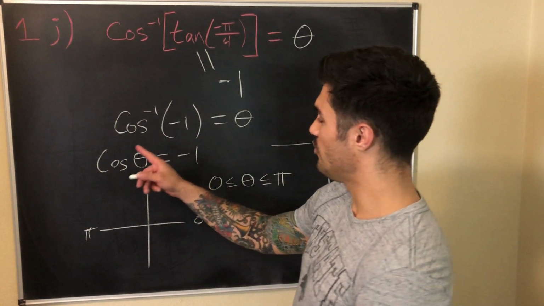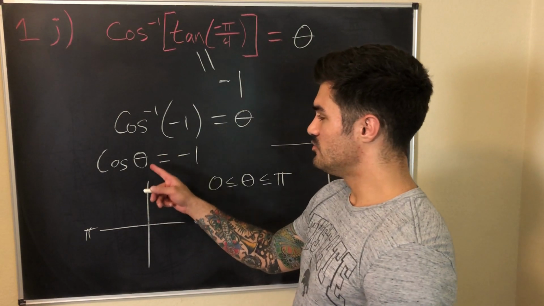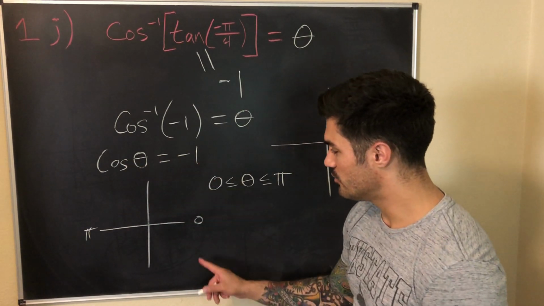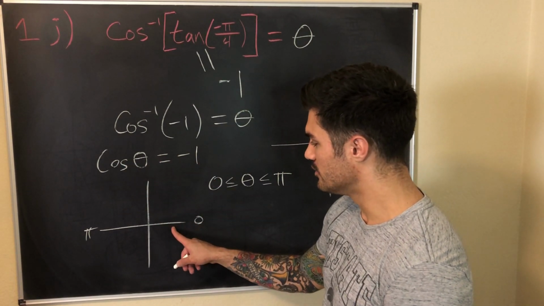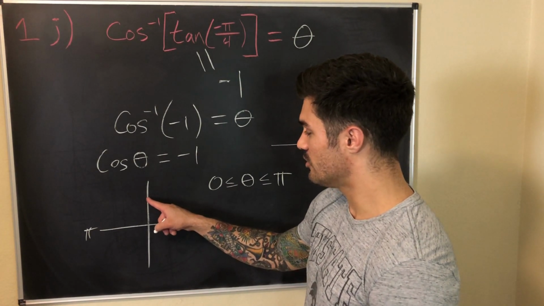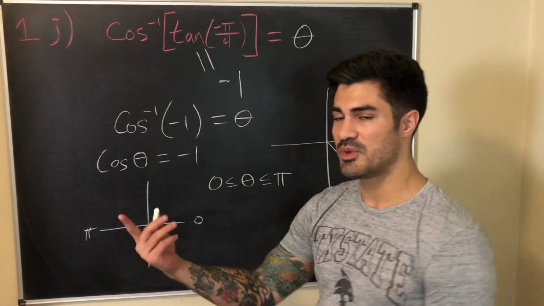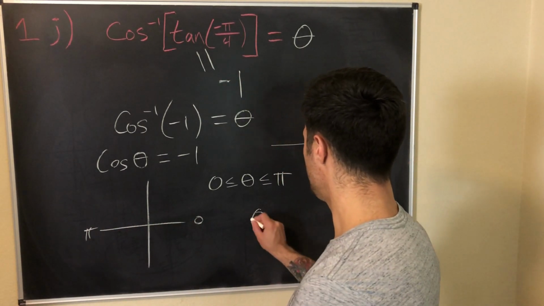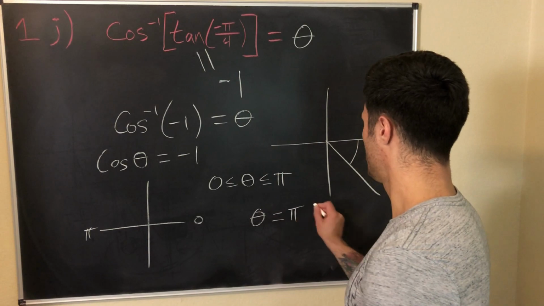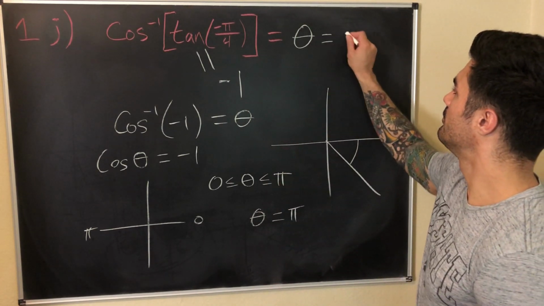Well, let's think. What angle, when we plug into cosine, do we get negative 1? Well, cosine of 0 is 1. Cosine of pi over 2 is 0. Cosine of pi is negative 1. So that's it. It's pi, right? So theta equals pi. That's our answer.